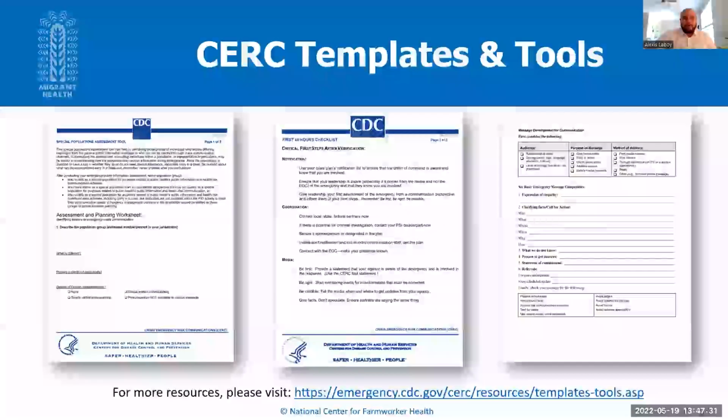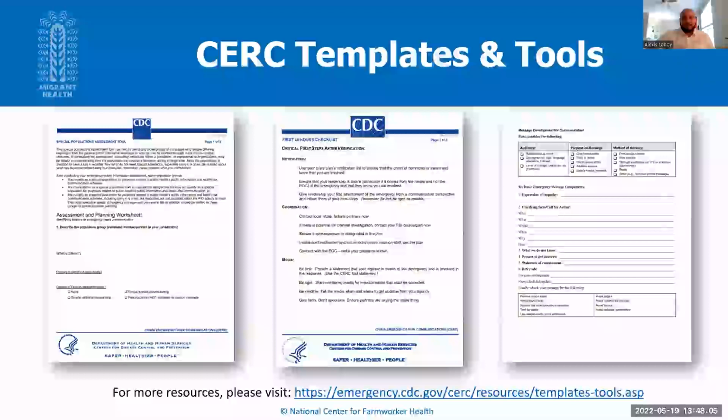So here we have three examples developed by CDC. We're also sharing another link where you can find all of them. There are over 20 different templates and tools, but I wanted to showcase these three. The CERC programs from CDC created these templates and tools from lessons learned during past public health emergencies and other research.